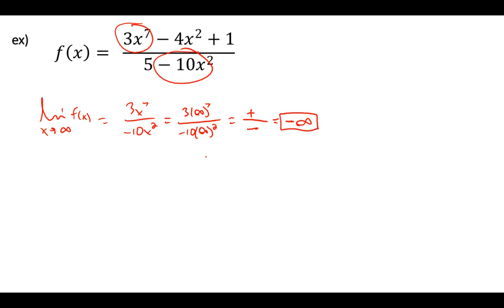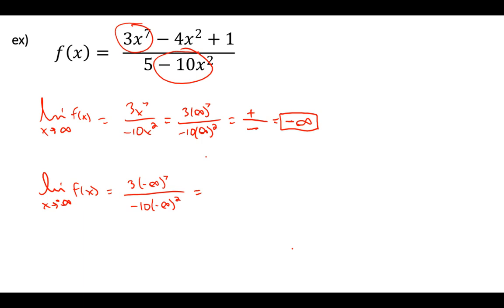These will probably be the most challenging ones to figure out, but you just have to use some logic and figure out what the signs are going to be on the top and the bottom. So the next one is the limit as it goes to negative infinity. We use the same strategy here. Think of this as 3 times negative infinity to the 7th over -10 times negative infinity squared.